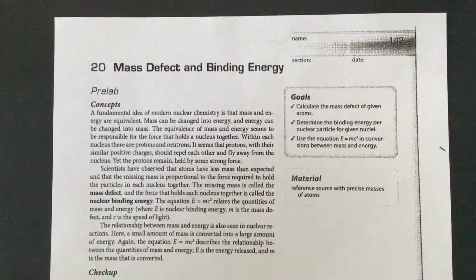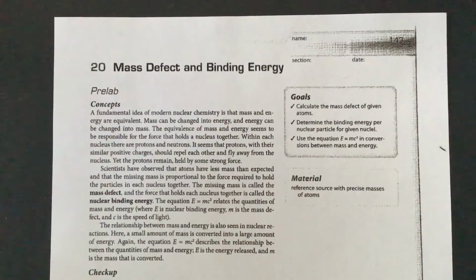Okay, so we're going to be working on lab number 20, which is mass defect and binding energy. Reading the pre-lab here, it says, a fundamental idea of modern nuclear chemistry is that mass and energy are equivalent. Mass can be changed into energy, and energy can be changed into mass. The equivalence of mass and energy seems to be responsible for the force that holds a nucleus together.